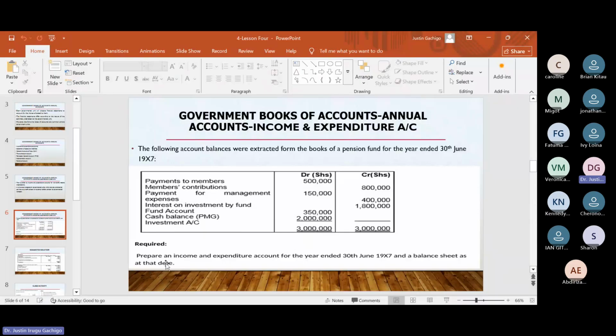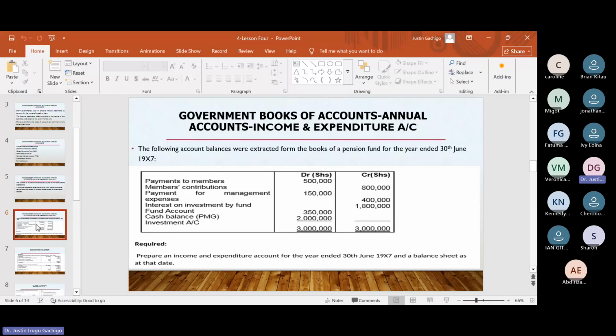Now, you are required to prepare an income and expenditure account for the year ended June 1987 and a balance sheet as of that date. So what we have said is that you need to be able to classify items. In this particular question, there are items which belong to the income and expenditure account, and those which belong to the balance sheet. That is the first test you should be aware of. Like this one here, fund account, this is a balance sheet account. Cash balances, these are balance sheet accounts. Investment account, they are balance sheet accounts. But anything to do with income, anything to do with expense, that is an income and expenditure account.